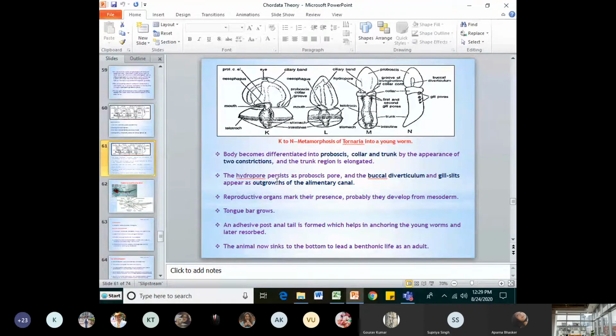The hydropore, which is found on the dorsal side in the Tornaria larva, persists as the proboscis pore, and the buccal diverticulum and gill slits appear as outgrowths of the alimentary canal. The reproductive organs mark their presence; probably they develop from mesoderm, and the tongue bar grows. Tongue bar means this buccal diverticulum. An adhesive post-anal tail is formed, which helps in anchoring the young worm and is later reabsorbed. So it is a temporary structure.